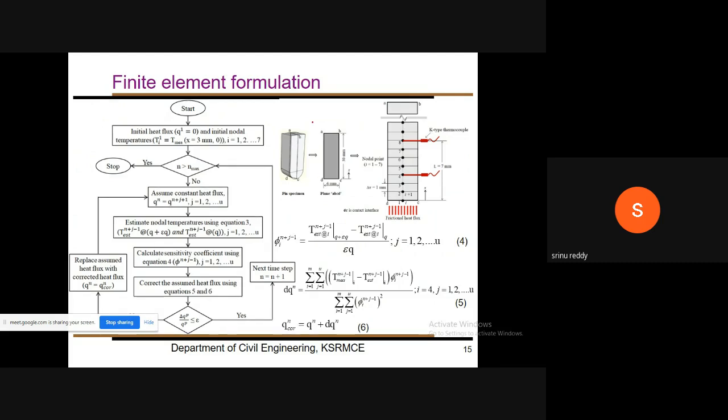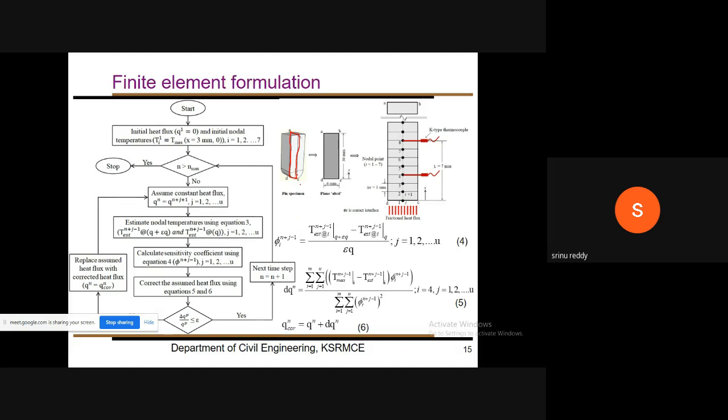Here I want to mention the assumptions we have made while analyzing this. This is the pin specimen. If you take only the center plane, ABCD, this ABCD plane, the central plane, is what we have analyzed. So the assumption is that temperature is flowing from the center point.